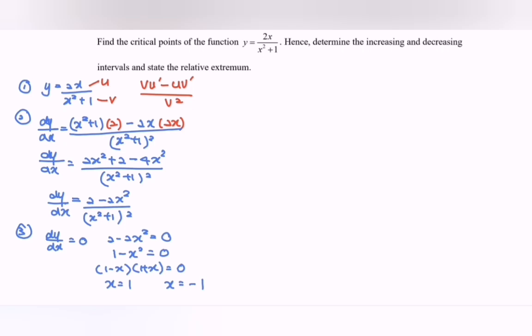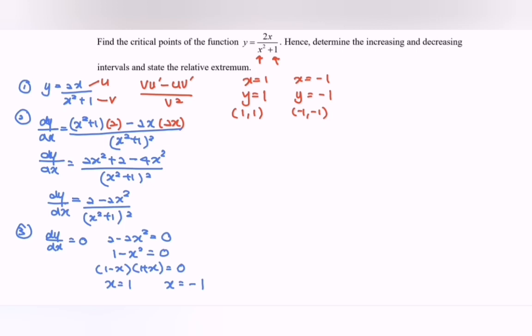If x is equal to 1, then substitute into this part, so the value of y will be equal to 1. If x is equal to negative 1, substitute the value into this part, so we will have y equal to negative 1. So where we have the critical points (1, 1) and (negative 1, negative 1). So that is what we call the critical point.